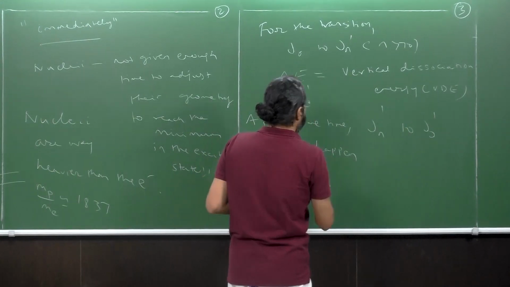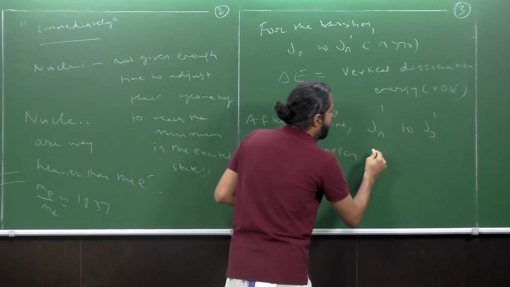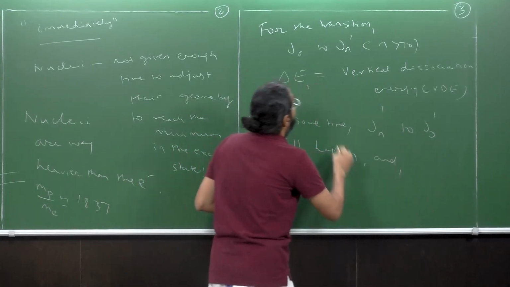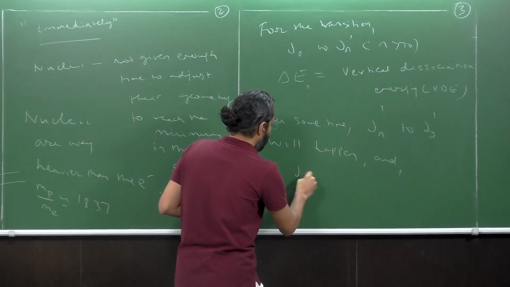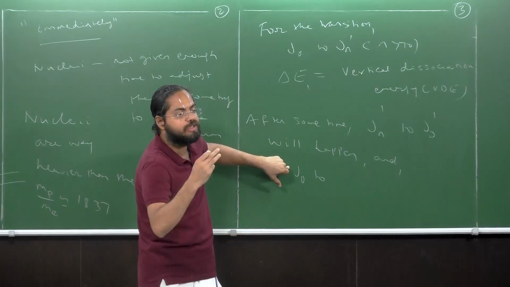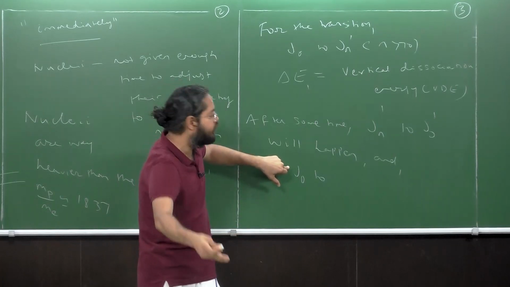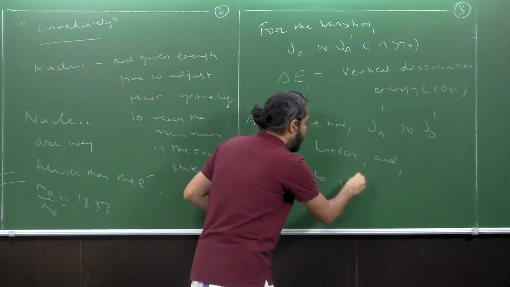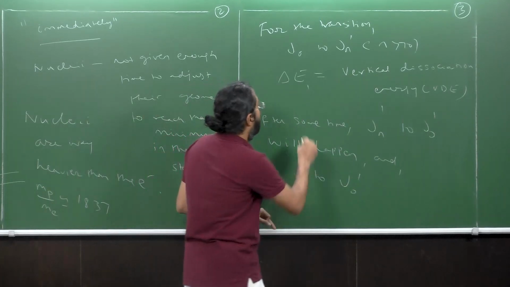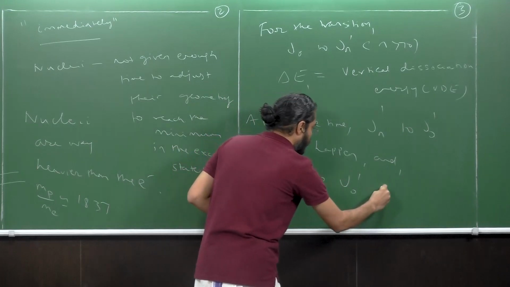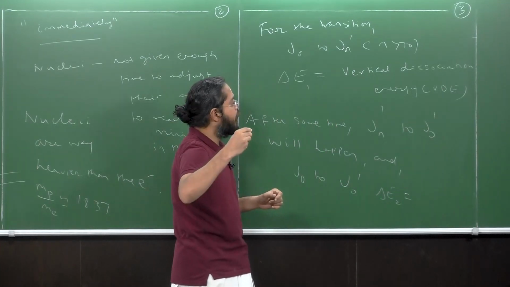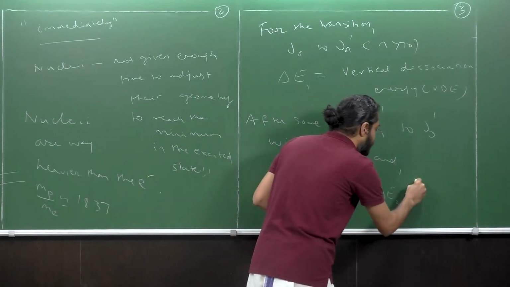And this delta E, the difference between the ground vibrational state of the ground electronic state and the ground vibrational state of the excited electronic state, let's just call it delta E2. That is actually called your adiabatic dissociation energy.